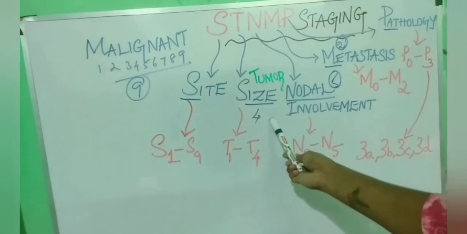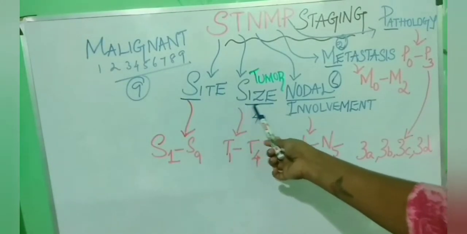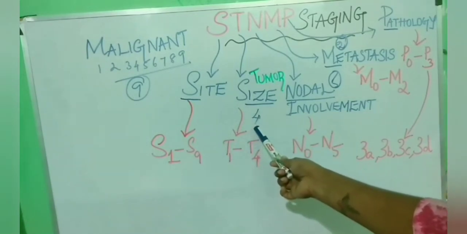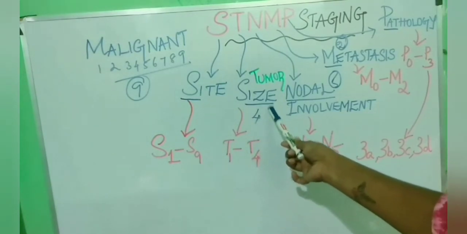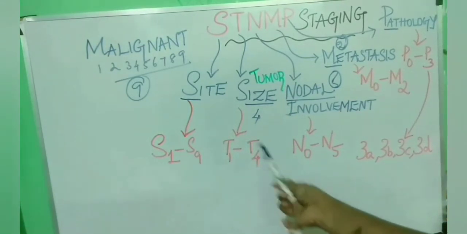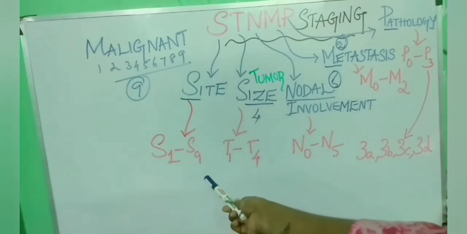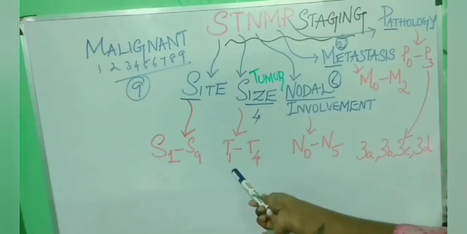So next is tumor size. Now we need to look at this word size. We need to count this word. So totally we have 4 letters. So this tumor size is categorized from T1 to T4. So like the previous categorization where we had S1 to S9, here we have T1 to T4.